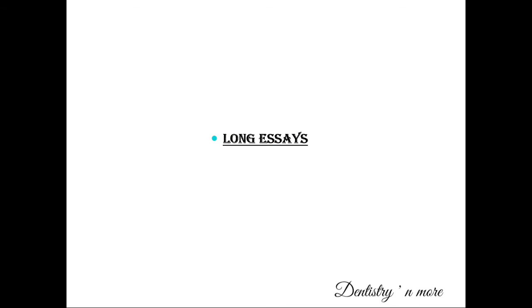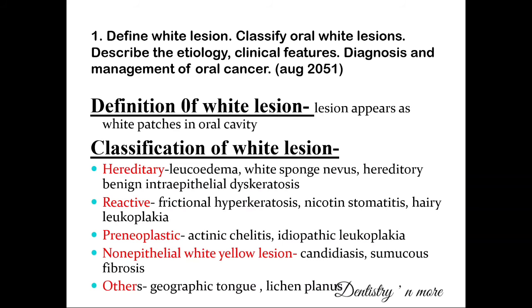Next chapter is about oral cancer. In oral cancer, the first question that can be asked is: define white lesion and also classify oral white lesions, and describe the etiology, clinical features, diagnosis and management of oral cancer. I believe this has been discussed in the red and white lesions chapter itself, so I'll just brush through what it is.